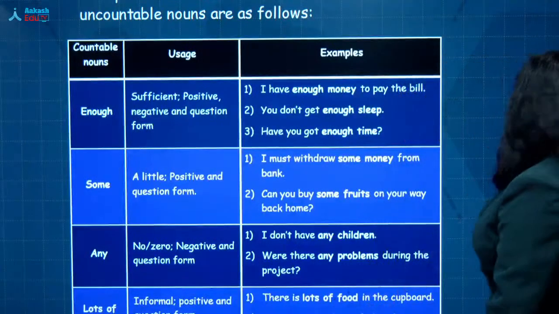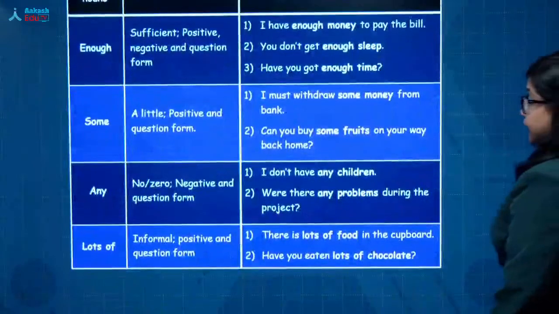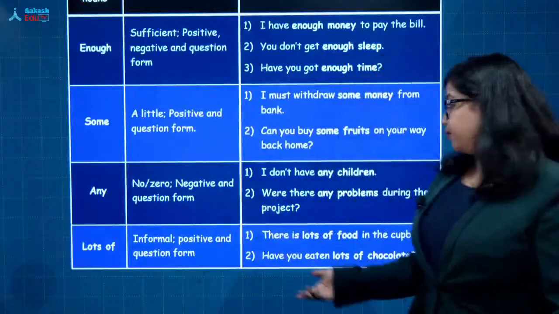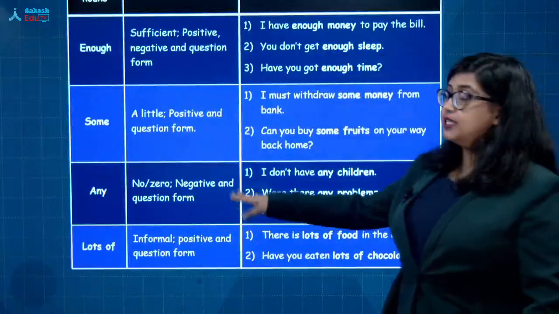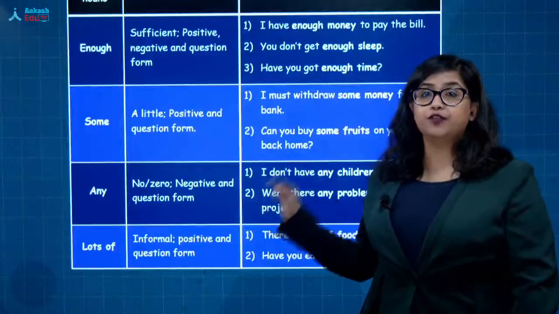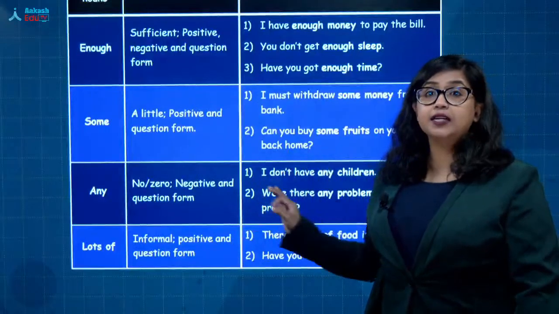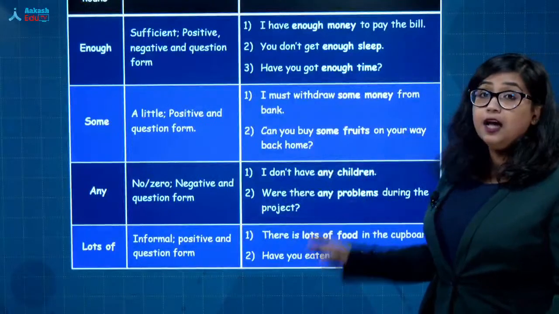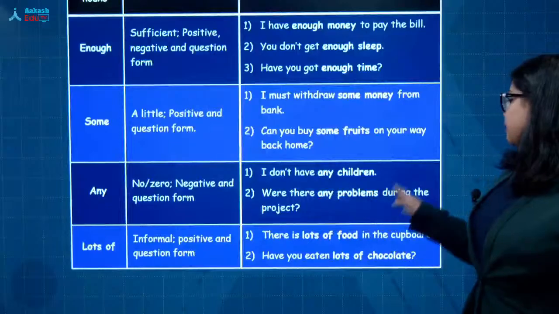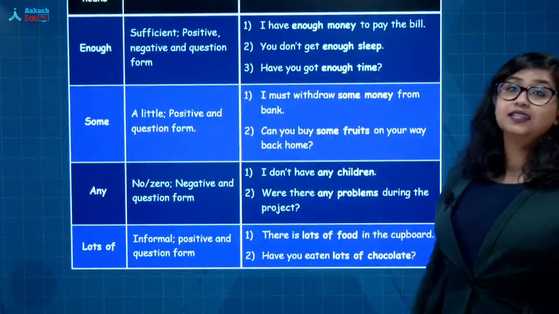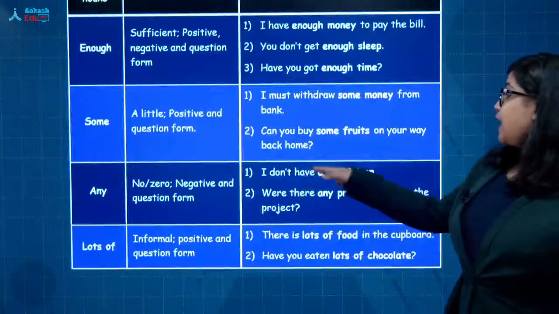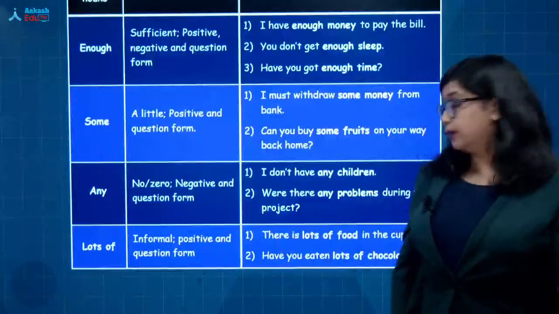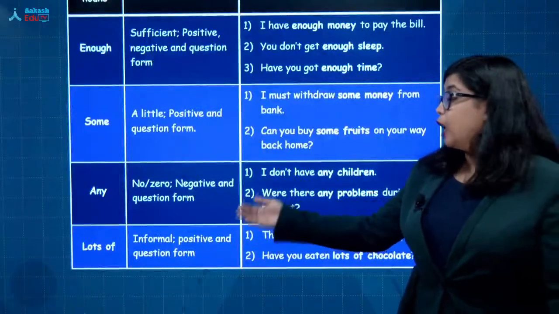Then any. Any means no or zero. It can be used only in negative and question form. For example, I don't have any children. Children are countable nouns. Were there any problems during the project? Problems are countable nouns. So I don't have any children. Were there any problems during the project? So that is any. Alright.